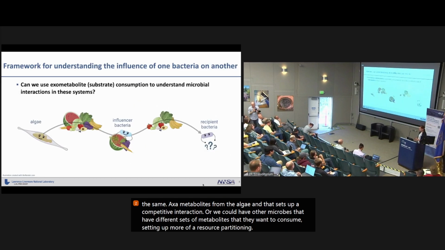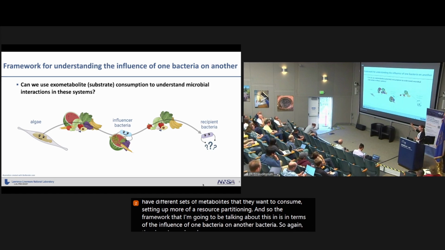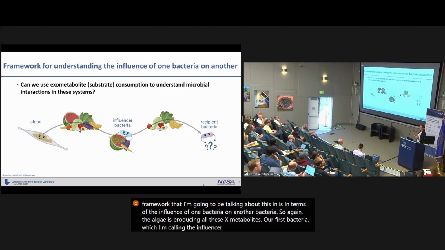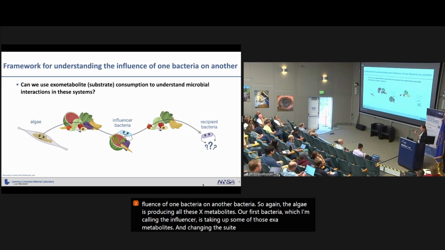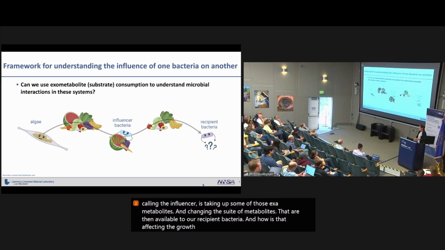The framework that I'm going to be talking about this in is in terms of the influence of one bacteria on another bacteria. So again, the algae is producing all these exometabolites. Our first bacteria, which I'm calling the influencer, is taking up some of those exometabolites and changing the suite of metabolites that are then available to our recipient bacteria, and how is that affecting the growth of that recipient bacteria?